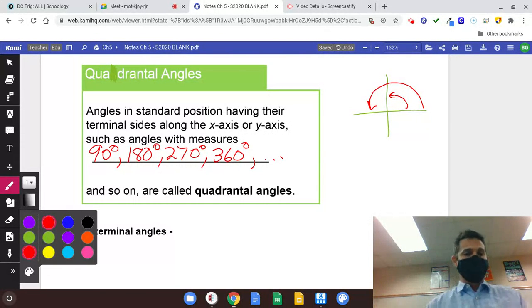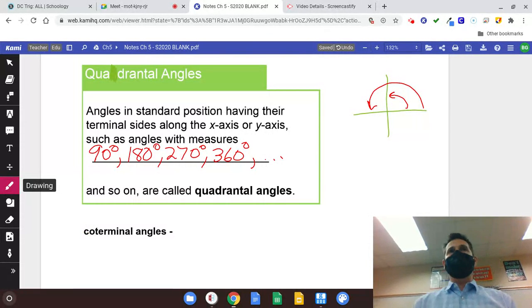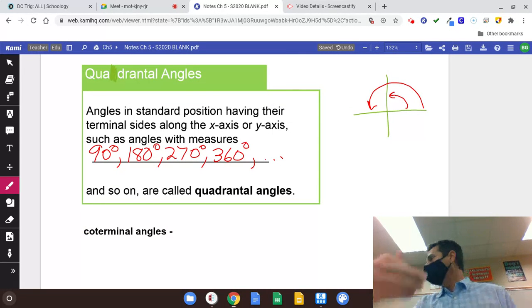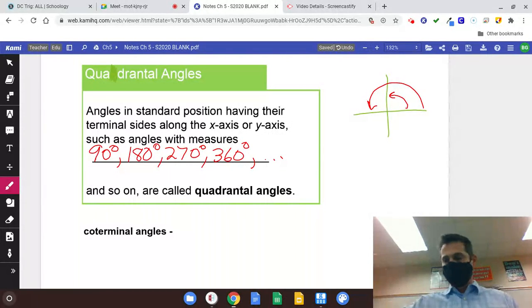Those are called quadrantal angles, and you need to know that, okay? You need to know that. That's going to come up. Some of the problems that we do all throughout the semester are going to have to deal with that, and I find the students frequently miss because they don't know what quadrantal means, okay?